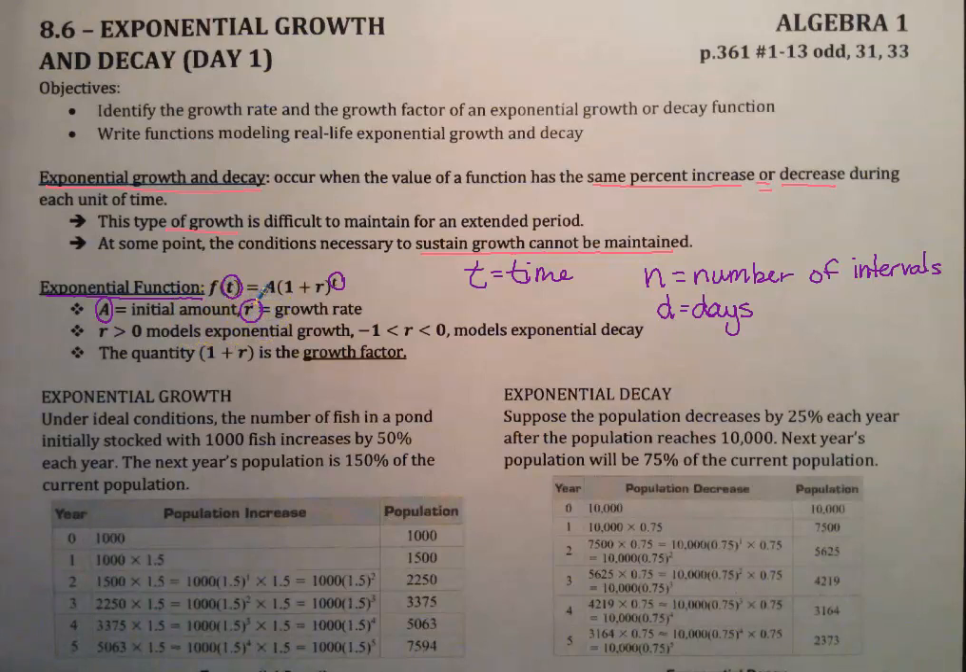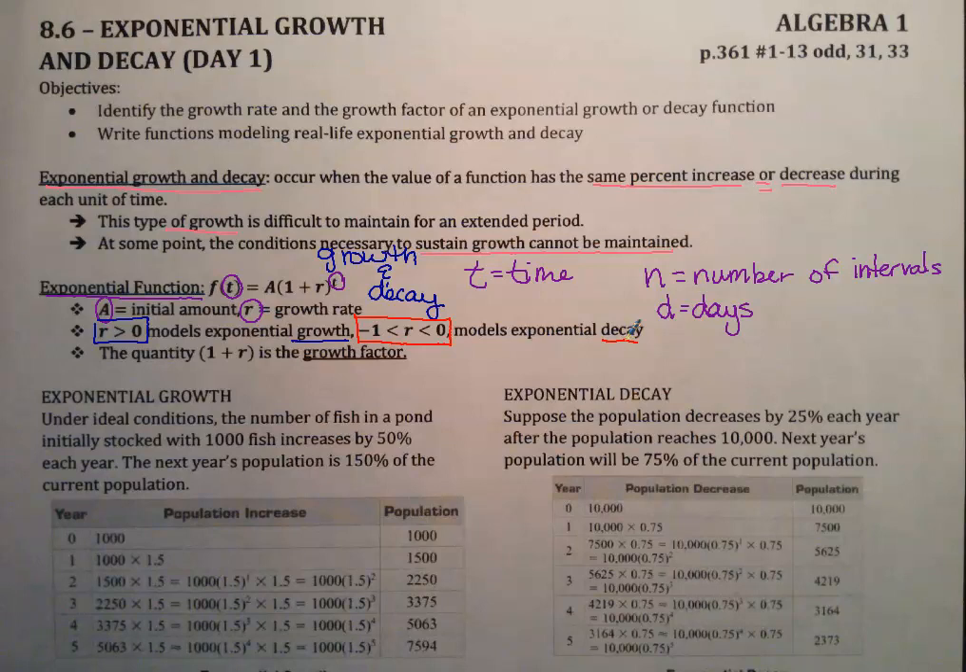Okay, so this exponential function is the same for growth and decay. This is for growth and decay, the function. The only difference is the r value. Okay, so if r is greater than 0, it models exponential growth. If r is between -1 and 0, so if r is greater than -1, but r is less than 0, models exponential decay.